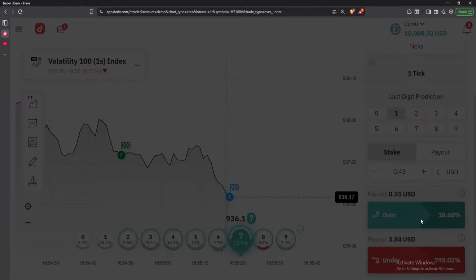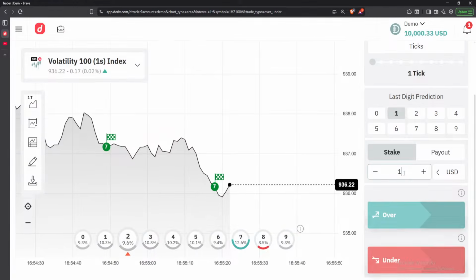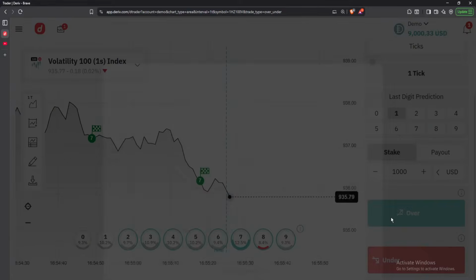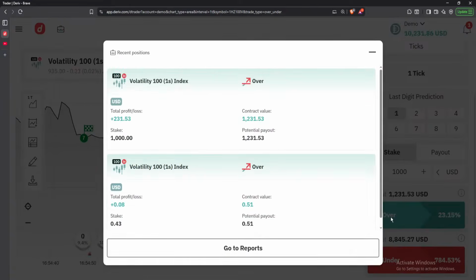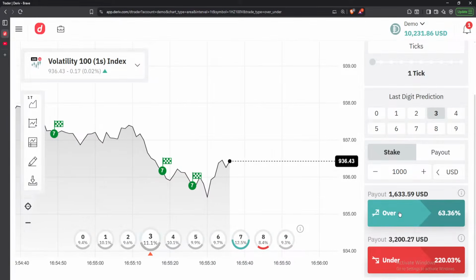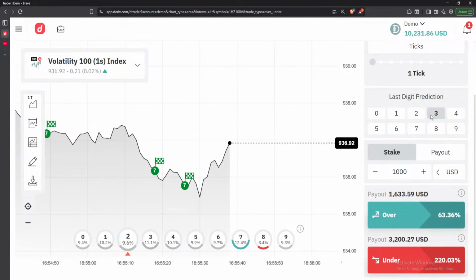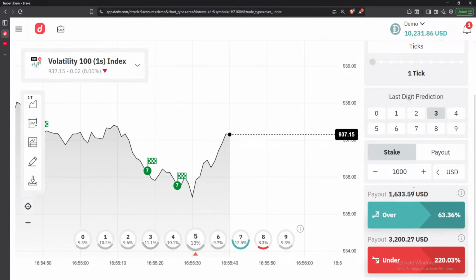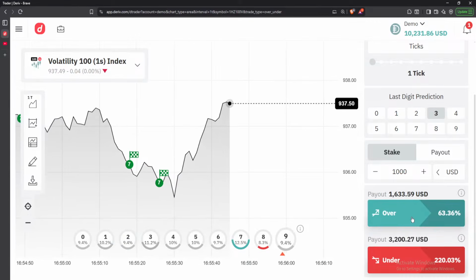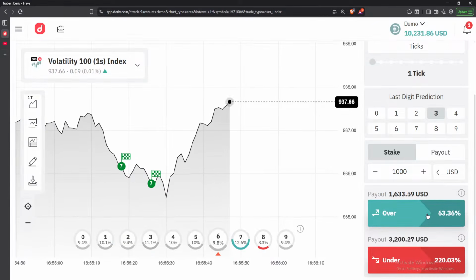Now let me show you the power of capital. Anytime you're using $1,000, only one run, you have made $231. Let us select 3 as our prediction. And as you can see, over 3 is 63. The more the capital you use, the better the profit becomes. That's another advantage, guys: capital. Let us all strive to look for good capital.